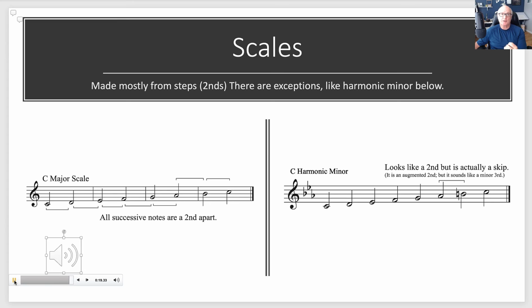Now what's really cool about this is they each have a prescribed pattern of intervals. Notice in C major that between C and D is a whole step. Between D and E is a whole step. Between E and F is a half step. Well, it's these distances between the notes that determine the scale's key, its quality, and its style.